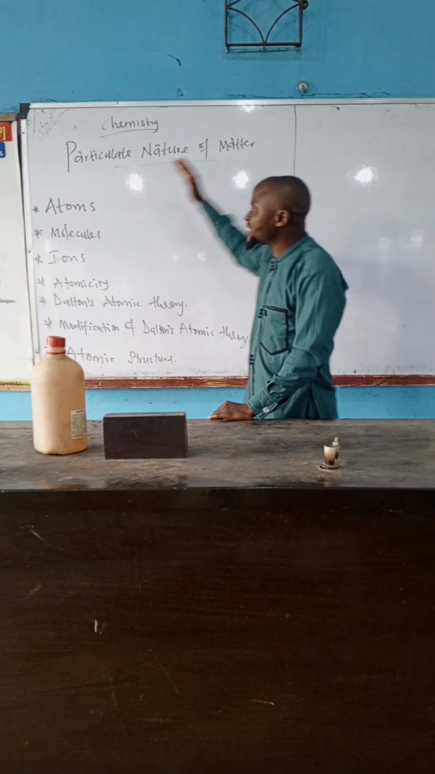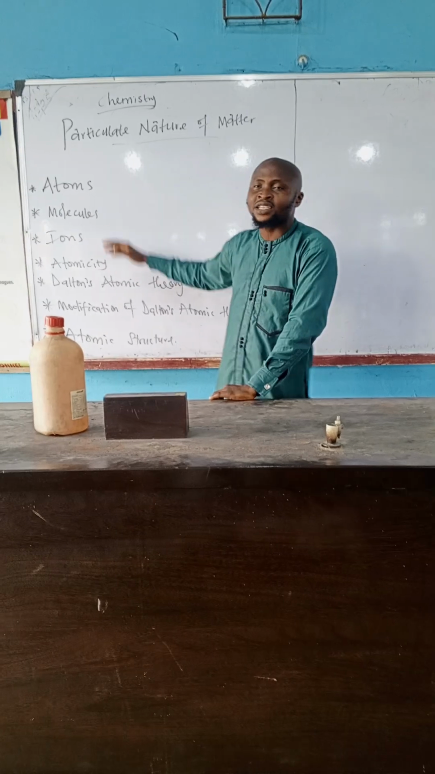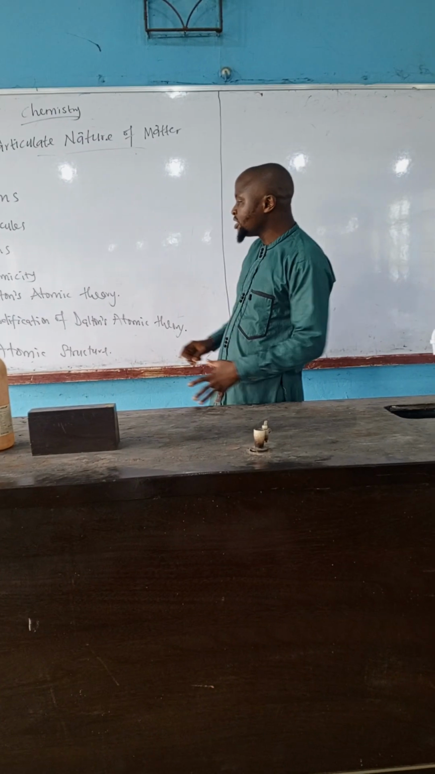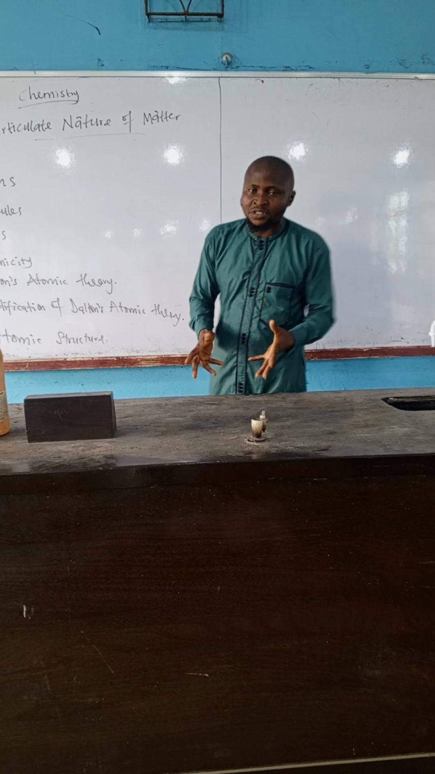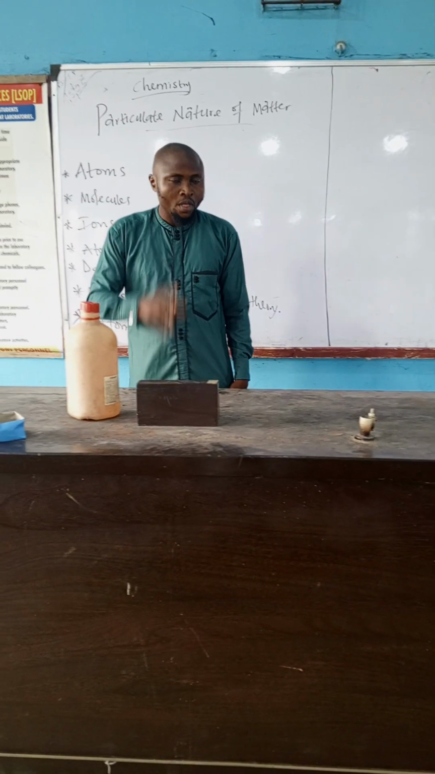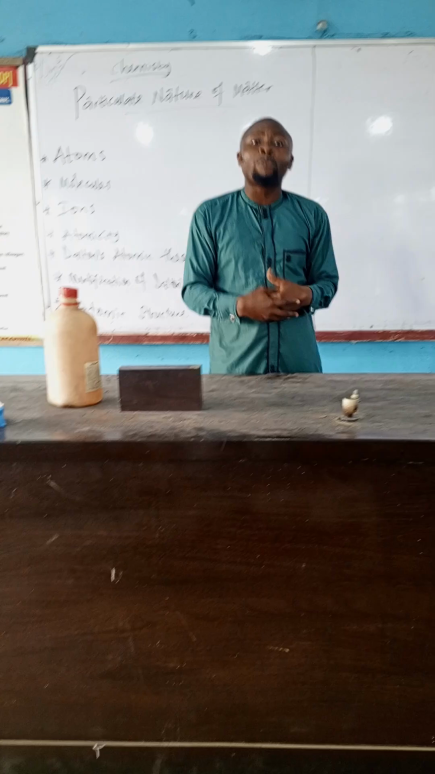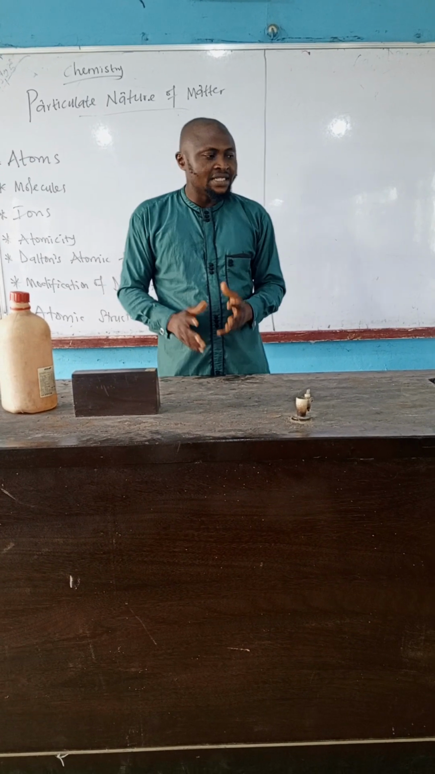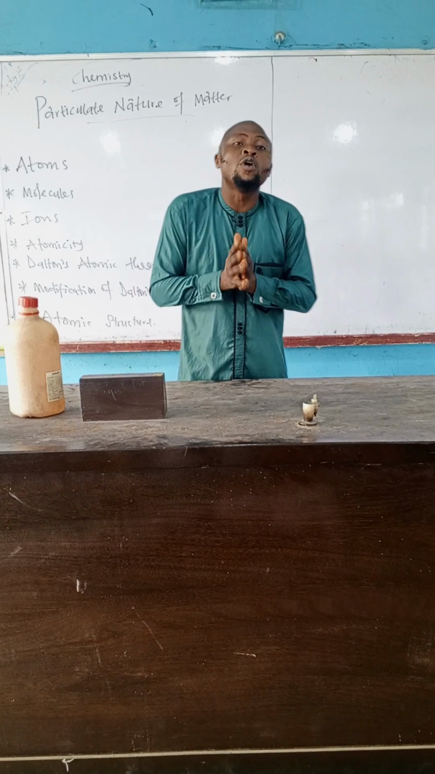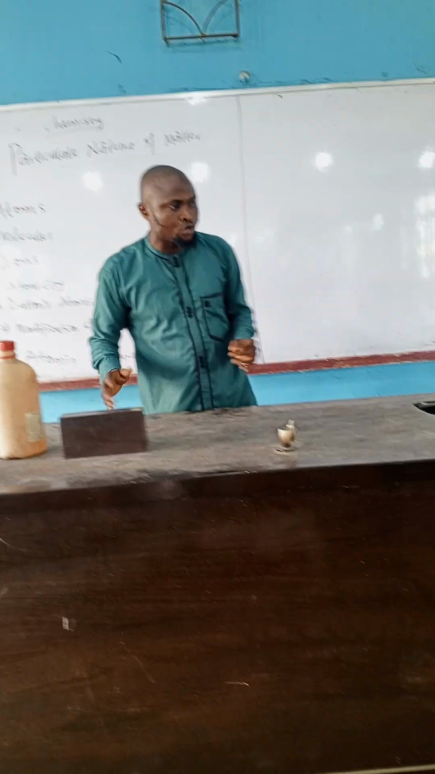We should be able to understand atoms, molecules, ions, atomicity, Dalton's atomic theory, the modification done to Dalton's atomic theory, and then atomic structure. Now, particulate nature of matter is an idea brought forward to explain that matter, in whatever state, in whatever form, behaves as particles.